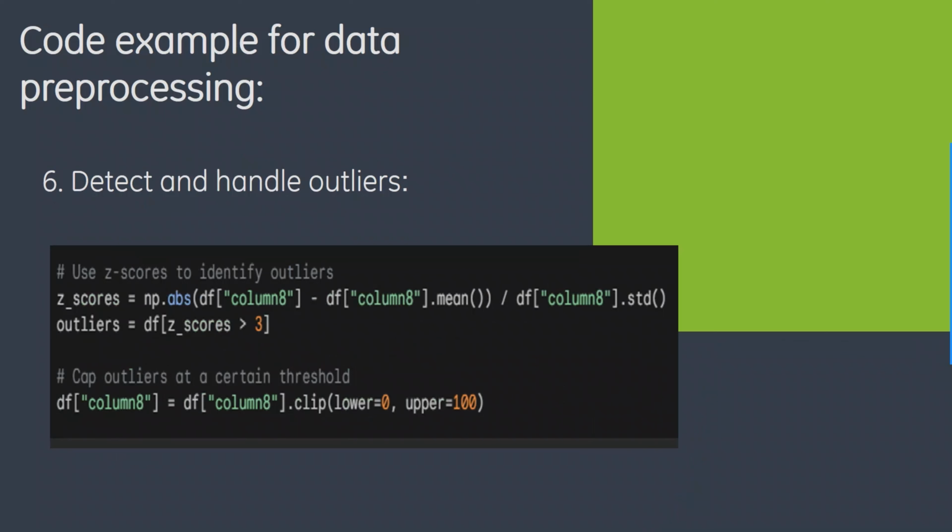6th one is to detect and handle the outliers. So as usual, we have to use a Z-score and identify the outliers and replace them with a lower clip and an upper clip. This is what we have done for column 8.